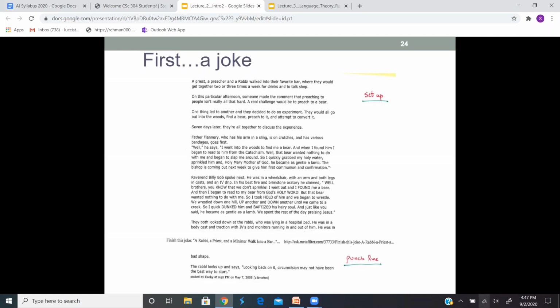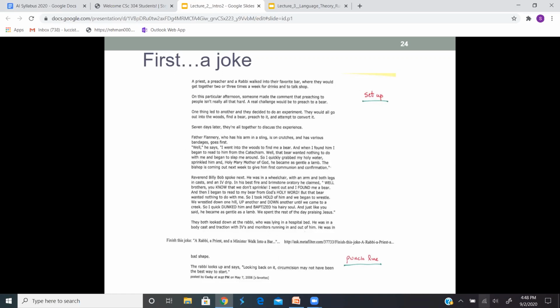So they both look at the poor rabbi who's lying in a hospital bed. He was in a body cast. He's got tape all over his body and traction with IVs and monitors, beep, beep, beep, running in and out of him. He was in bad shape. All right, and you're supposed to finish the joke. So here at the bottom, the rabbi looks up and says, looking back on it, circumcision may not have been the best way to start.